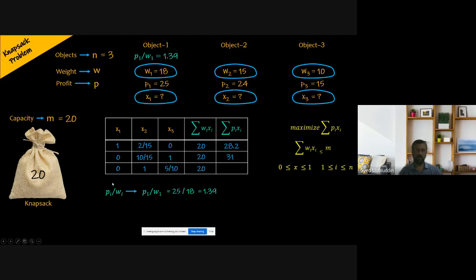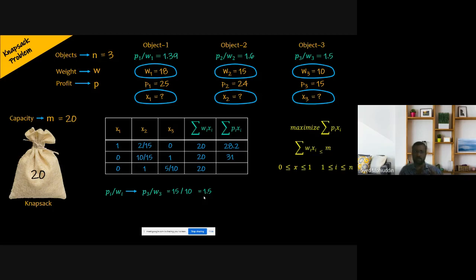This is the ratio of profit to weight, which gives us profit per unit weight. So for object 1, P1 by W1 is 25 by 15, which gives 1.39. The same way for object 2, it is P2 by W2, which is 24 by 15, which is 1.6. And the third one is P3 by W3, where P3 is 15 and W3 is 10, so it is 1.5.